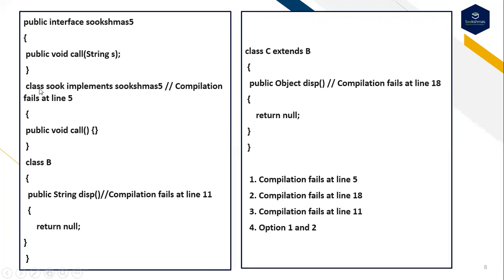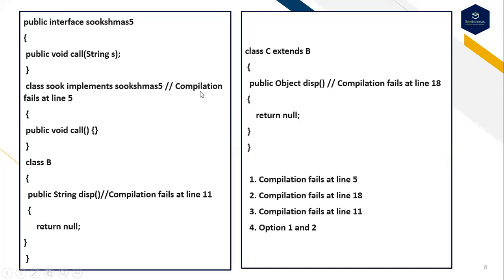This is the interface. This is one more class Roots that implements the interface. And here, this is the call. We are not providing any implementation. Here, two things are there. You have to remember this is the interface. This is the class, and this class implements the interface. Next one is class B, and here we have a method. Another one is class C that extends B. Here also one method is there, also returning null.